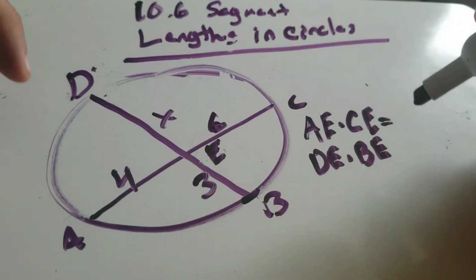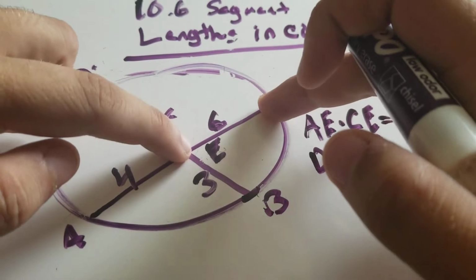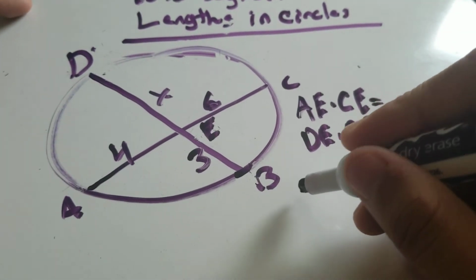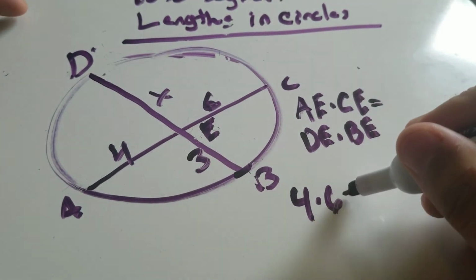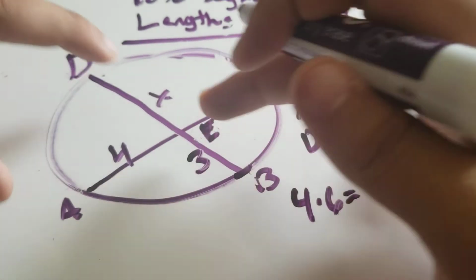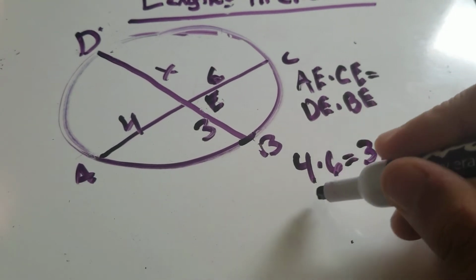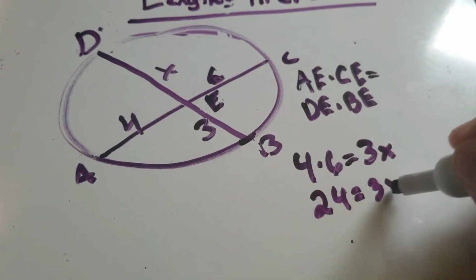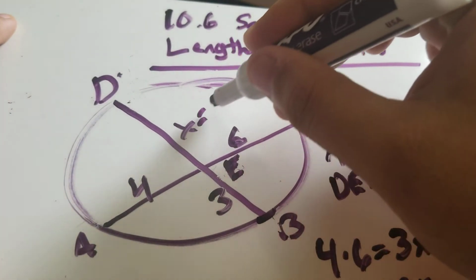So what do I mean? Let's set it up. This length times this length, so 4 times 6. The parts of the same line are going to be multiplied, times these parts of the same line, 3 times x. 4 times 6 is 24, equals 3x. x is going to equal 8. So this is going to be 8.